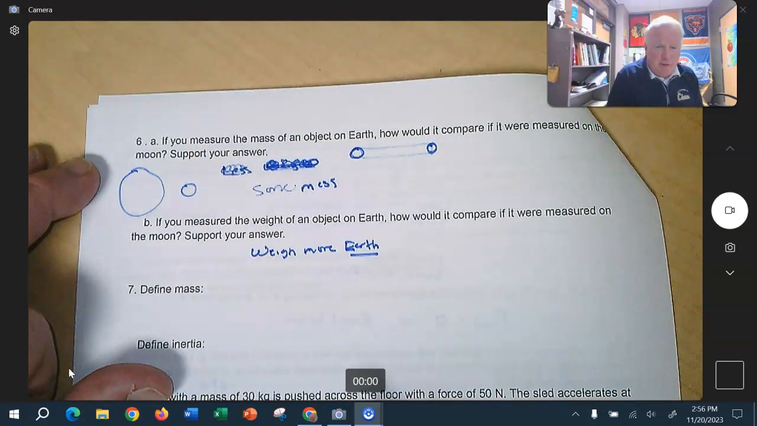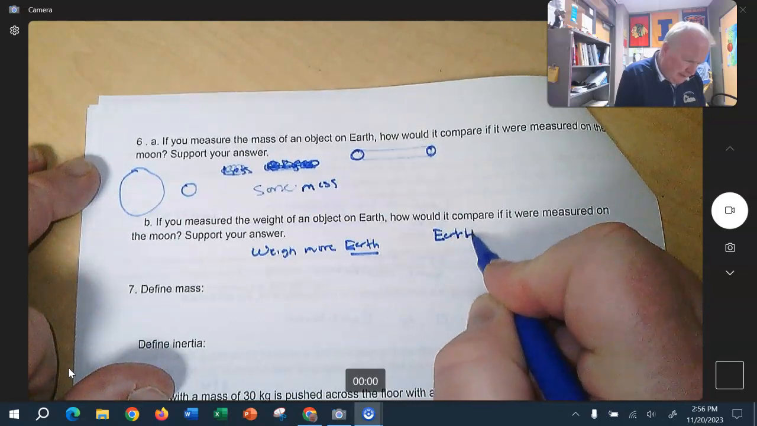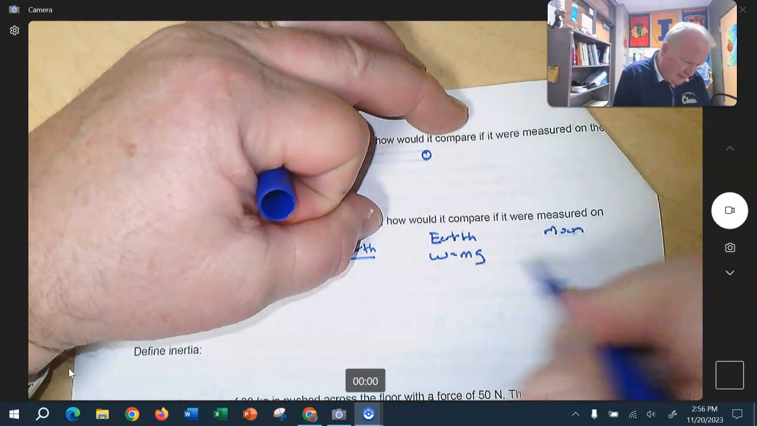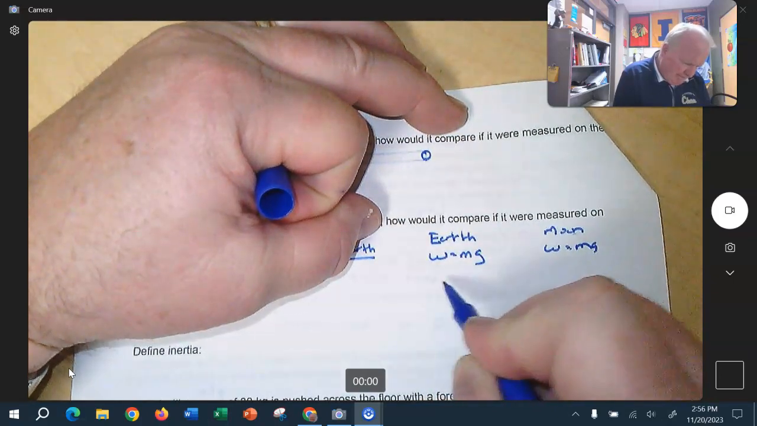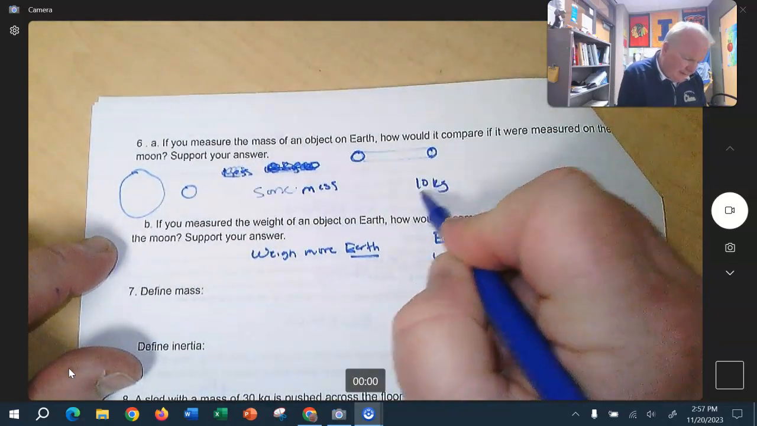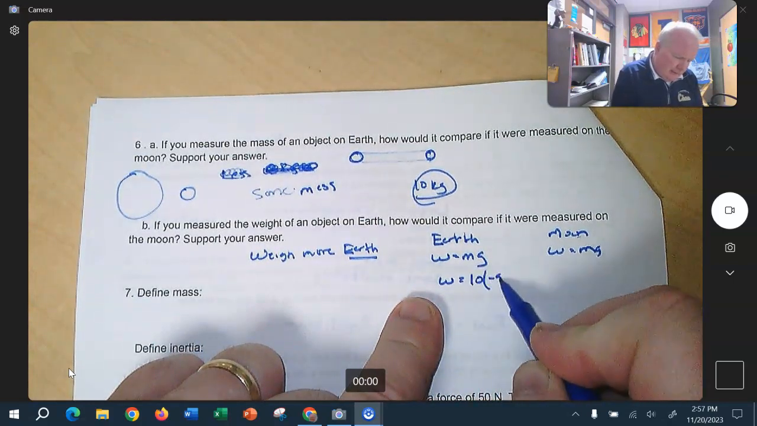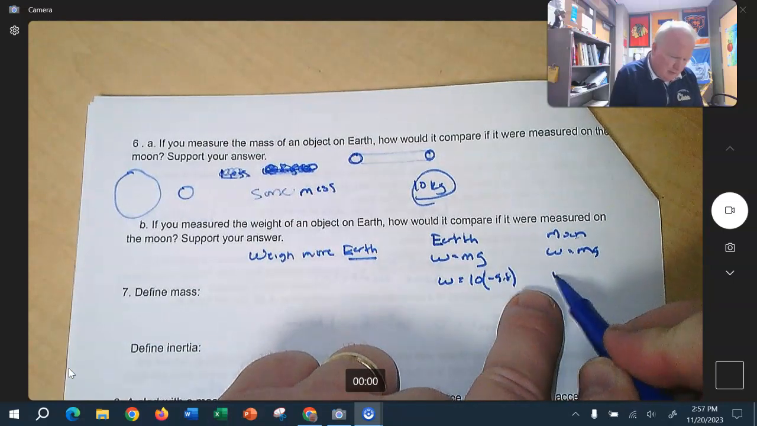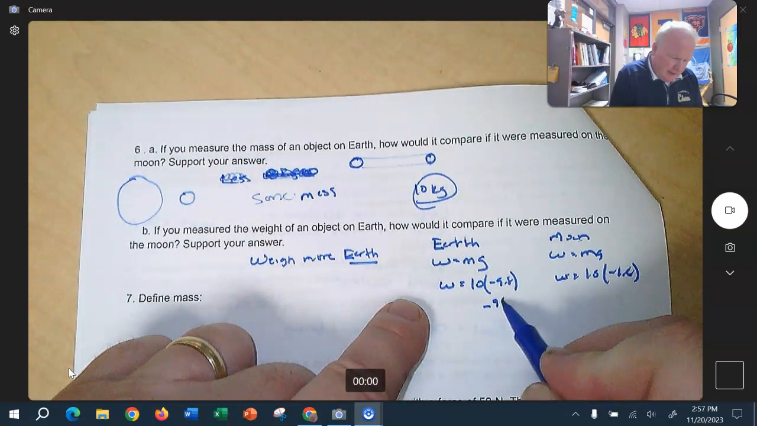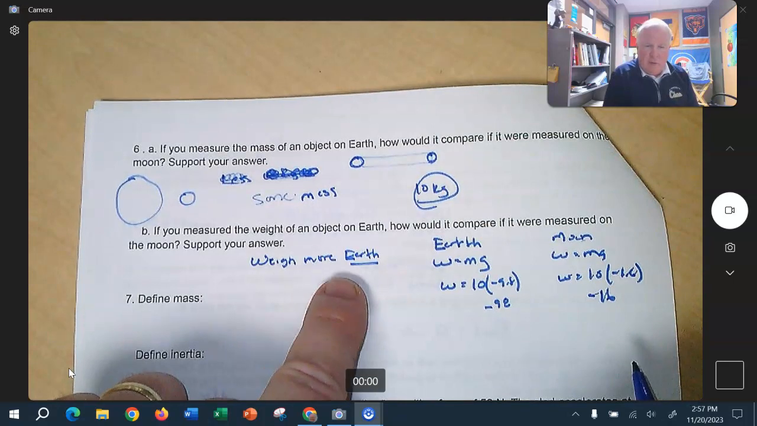Right? It's going to weigh more on the Earth. But even if we were to say, okay, let's do this equation, right? Here's Earth, and here's the moon. And weight is mass times gravity. Let's just give our object a mass of 10 kilograms. The weight on the Earth will be W equals 10 times negative 9.8, and on the moon, weight will equal 10 times negative 1.6. So this is negative 98, and this is negative 16. So, right, it will weigh more on the Earth.